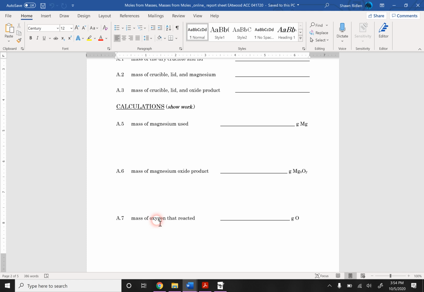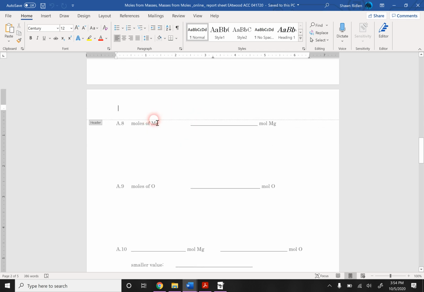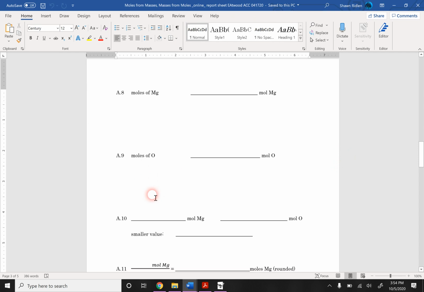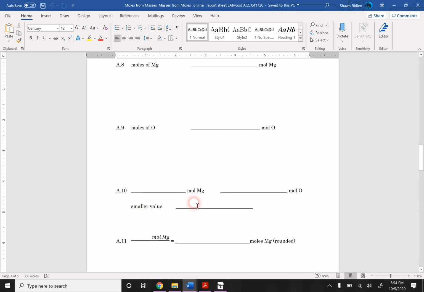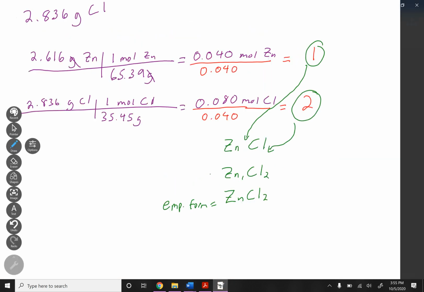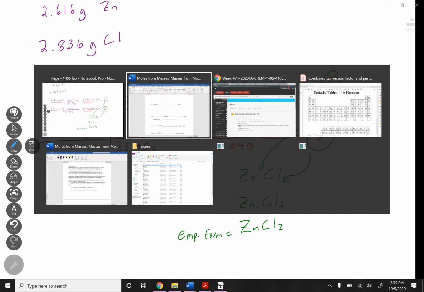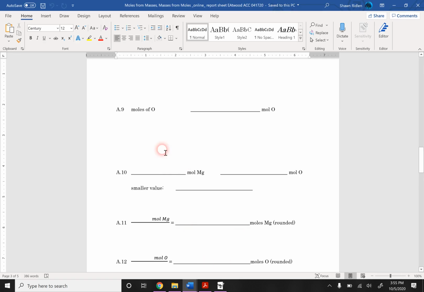So here we're looking at mass and oxygen, but the process will be exactly the same. You'll come down here, and then you can convert to moles of magnesium, moles of oxygen. So again, go to your periodic table, find your molar masses, convert to moles. And then here it's asking you just to rewrite the moles of magnesium, the moles of oxygen, find the smallest. If you remember, that was this step that I did in red. Remember I said find the smaller number of moles. In this case, it was a 0.04. So that's what it's asking you to do here. Just find the smaller number of moles.